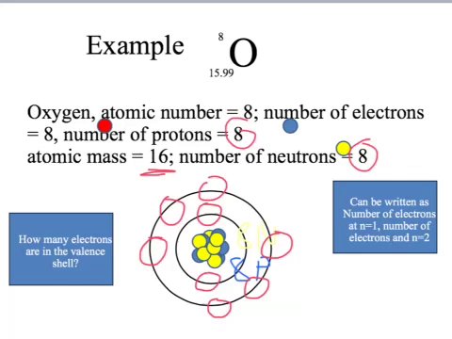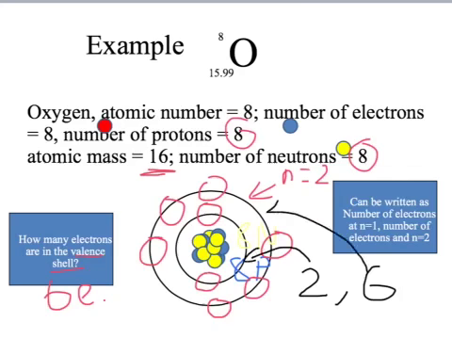Cool. So, how many electrons are in the valence shell? Remember that's the outermost shell, and in this case that would be this one, and there are 6 in that one. Now remember the electron configuration can be written as the number of electrons in n equals 1, the number of electrons in n equals 2, and in that case this would be 2, 6. The 2 comes from that one, and the 6 comes from that one.